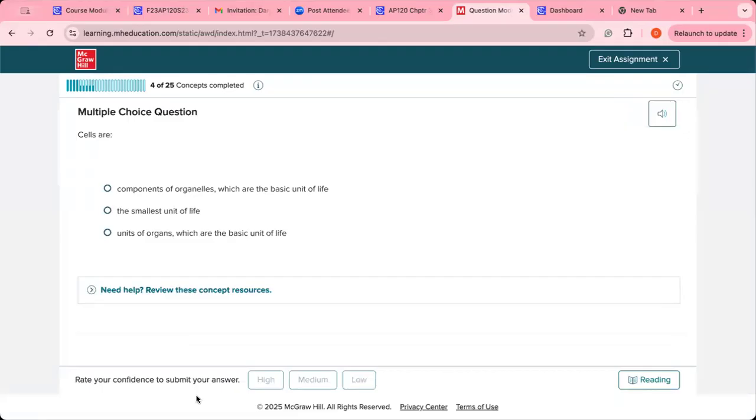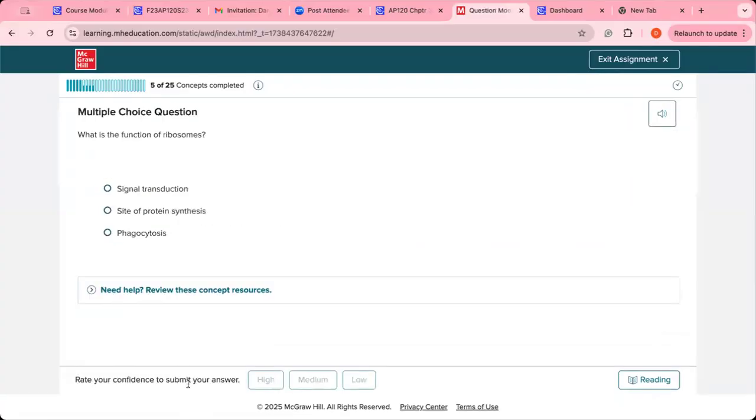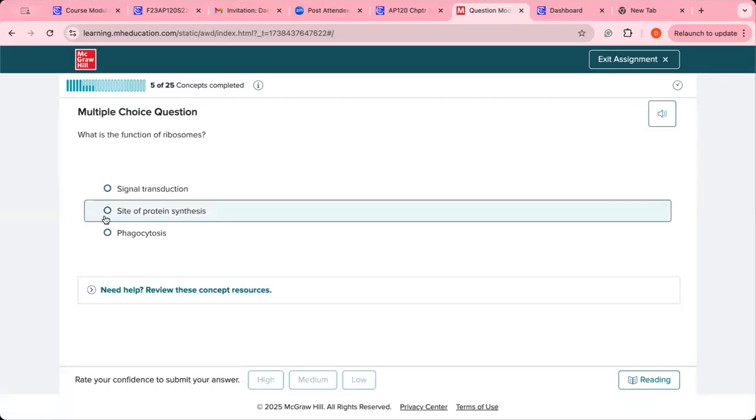Cells are the smallest unit of life. We read that earlier. That's the smallest unit that you have. Okay. What is the function of ribosomes? They are where protein synthesis takes place. Those are the protein factories of our cells.